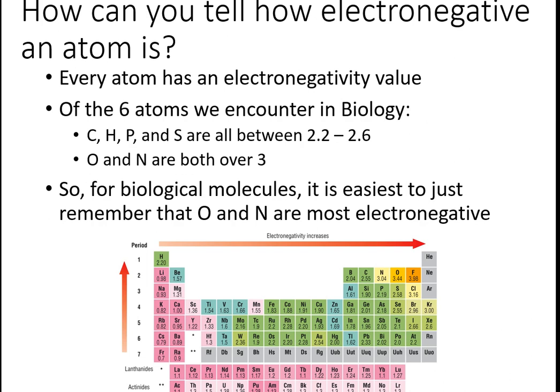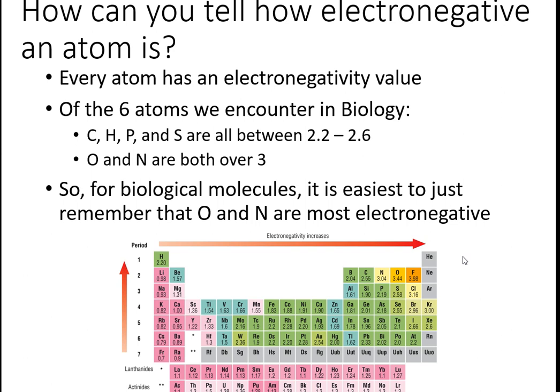So the next question that I got was, how can you tell how electronegative an atom is? And this is one of those questions that would be much more complex if you were in a chemistry class. And you can see in the diagram below that there's a trend in the periodic table that as you go from left to right, the atoms become more electronegative. And as you go from the bottom of the periodic table up towards the top, they become more electronegative. And so overall, we can go from the bottom left to the top right, and we can see that there's an increasing electronegativity as we go in that general direction.